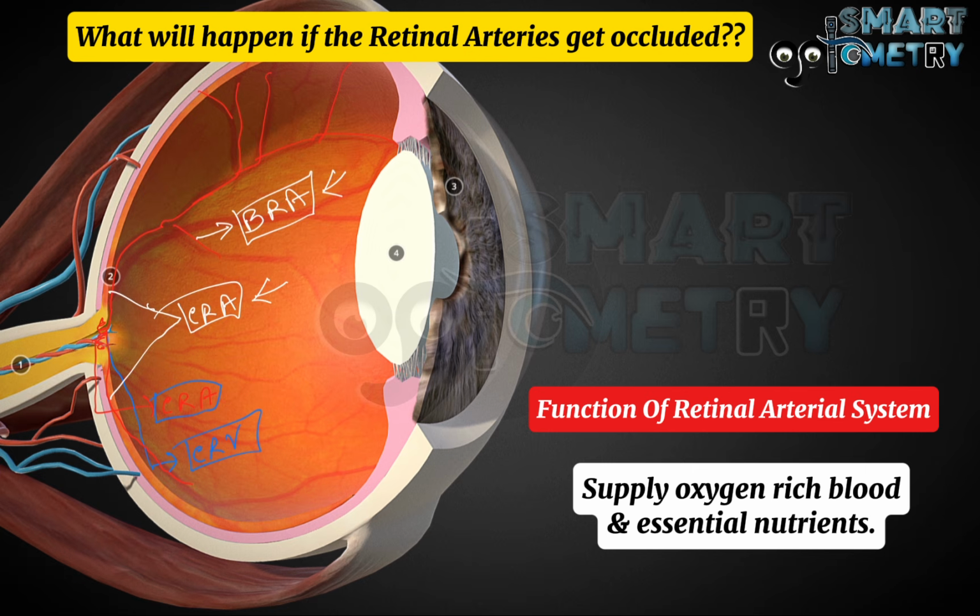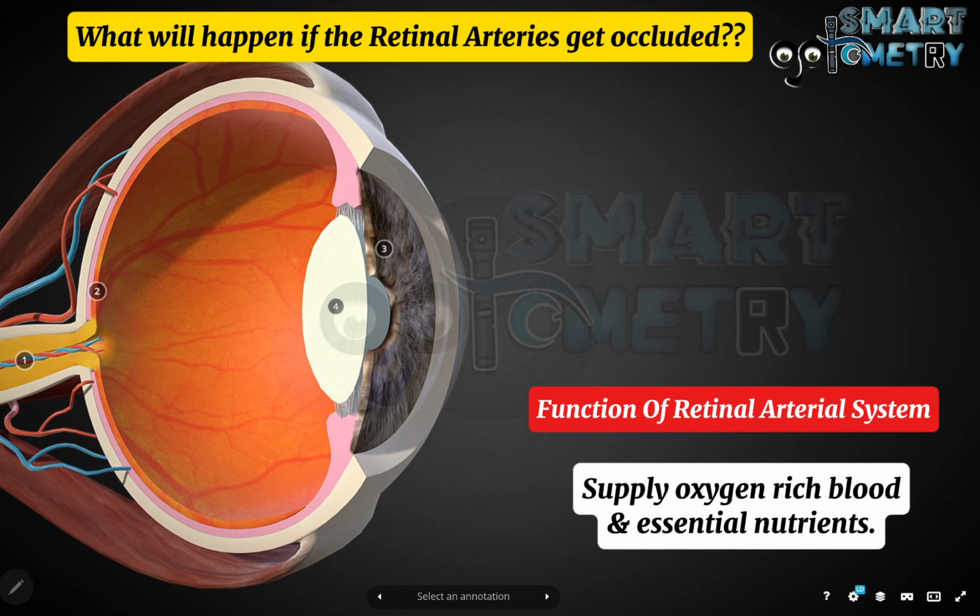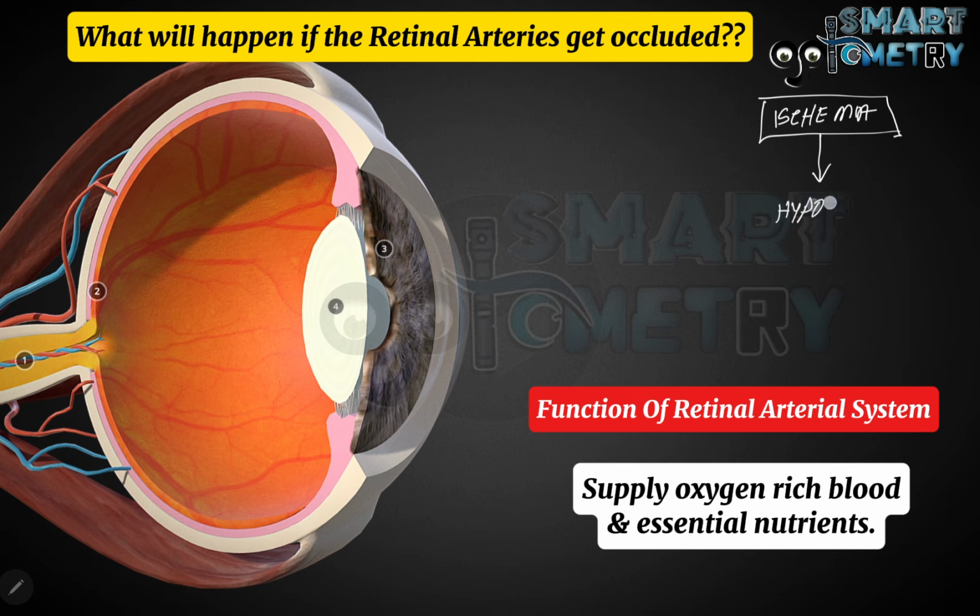Now, if there is an occlusion, there will be a lack of blood supply to the retina, a condition called ischemia. When there is a lack of blood supply or ischemia, there will be a lack of oxygen and a lack of nutrients also. The lack of oxygen is called hypoxia. When there is hypoxia or lack of nutrients, then the retinal neural cells will get damaged.